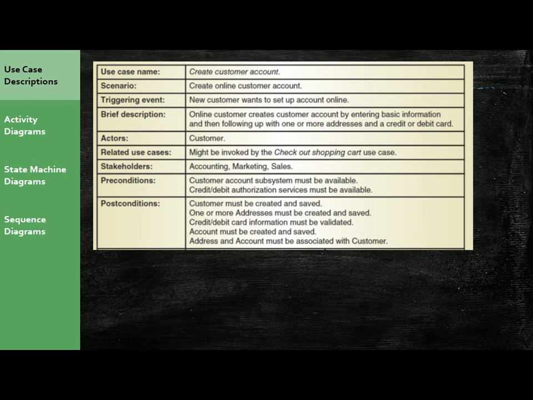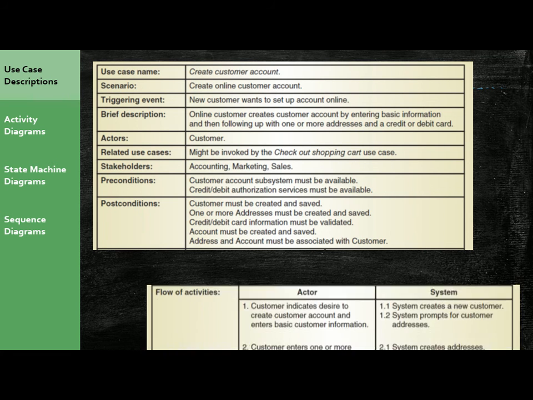Accounting, marketing, sales. The preconditions, so the things that have to be true prior to this use case, and what we can expect to see after the use case is completed in the post condition. So, for example, the customer must be created and saved. We have to have an address. We have to have a credit or a debit card number. It has to be a valid credit and debit card number, things like that. So those are our post conditions.